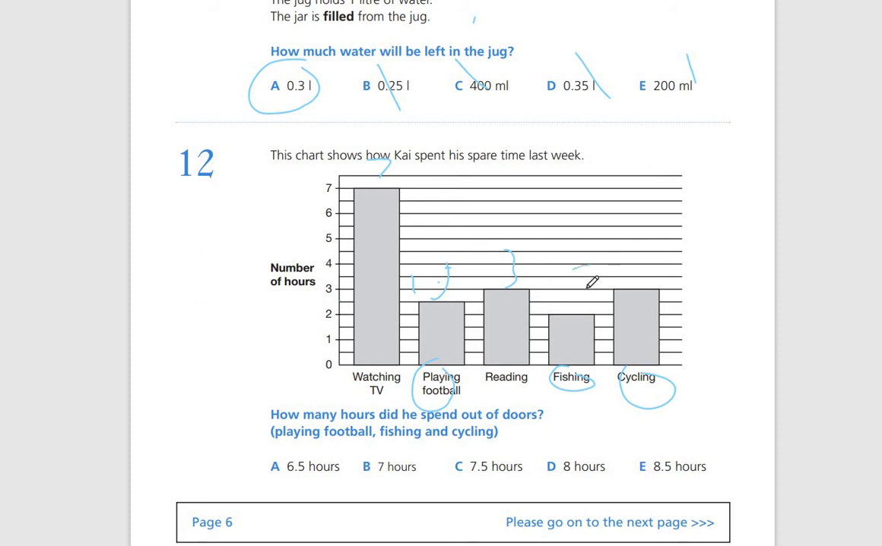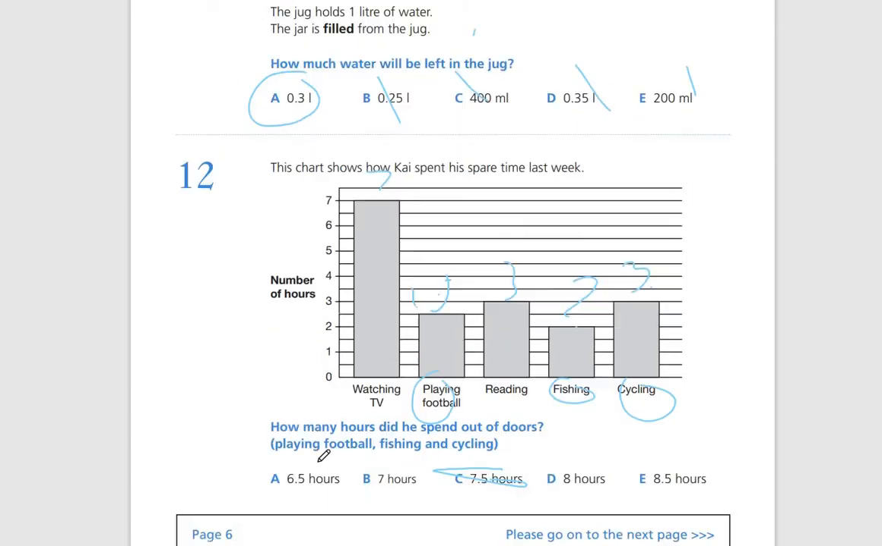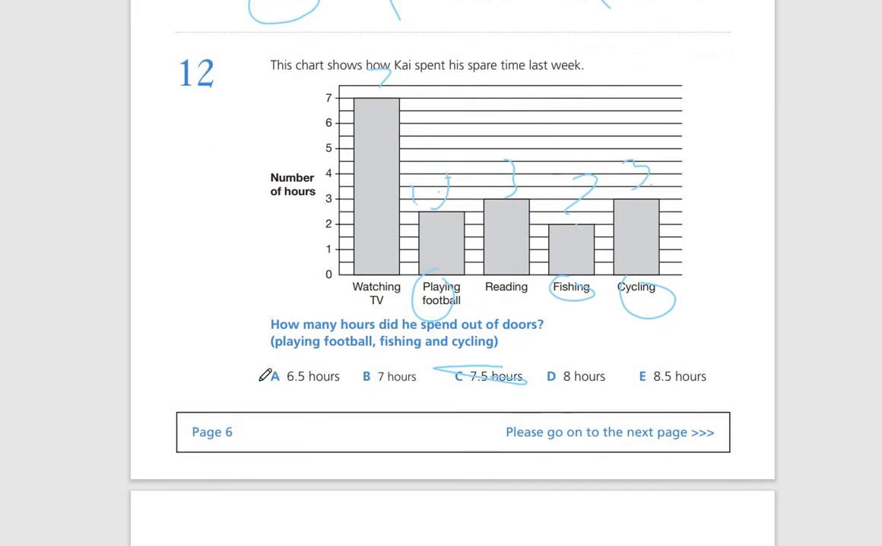Wow! For 2 hours of fishing, yeah, that's okay. Cycling for 3 hours, yeah, that's okay. Get some exercise. And then you add up the ones I circled, so that's 5 plus 2. Work it out and you get 7.5 hours. You only read 3 hours and then you watch TV for 7 hours.